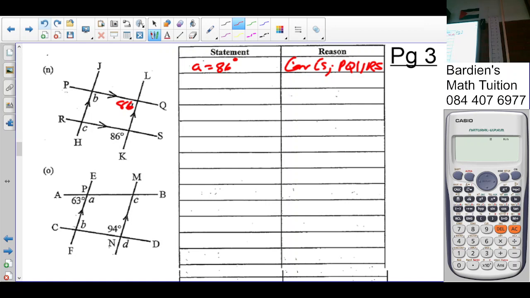Now what? B or C. You could have gone with C, co-interior, or B, co-interior. Not so. So we say B plus 86 equal to 180. Why? Co-interior angle C with JH being parallel to LK. So B is going to be 180 minus 86, which is 94.